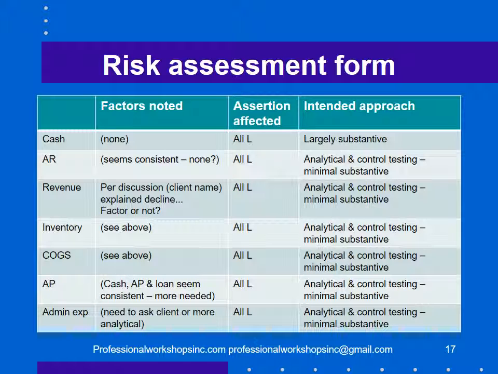I would like a little bit more of an explanation of why that's okay, and I'd like to have some client discussion perhaps to see that that's okay. But again, presumably it's all low, and same intended approach. Same for administrative expenses. I think I said before, we need to know more about why administrative expenses are up. And if there's one particular expense that's up, analytical procedures, control testing, and then some testing on that one expense that's up might seem to be appropriate.